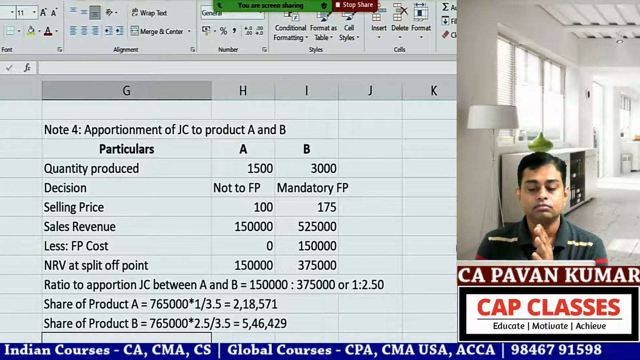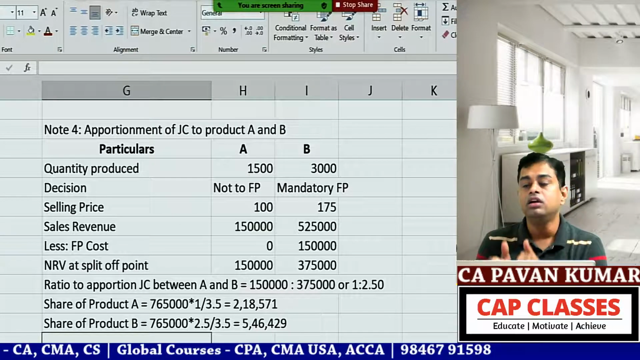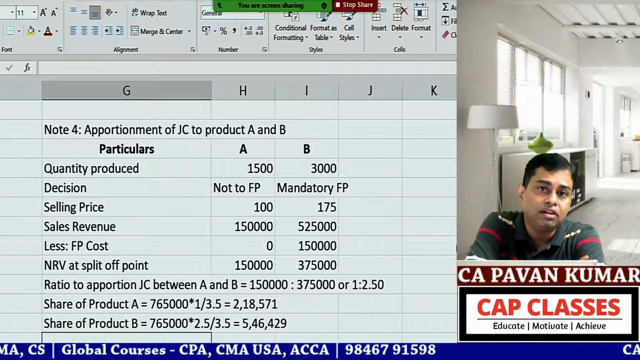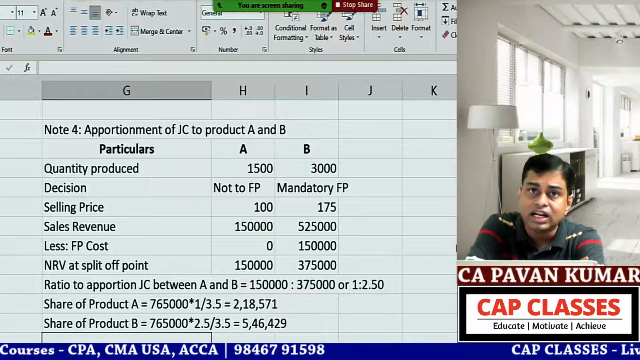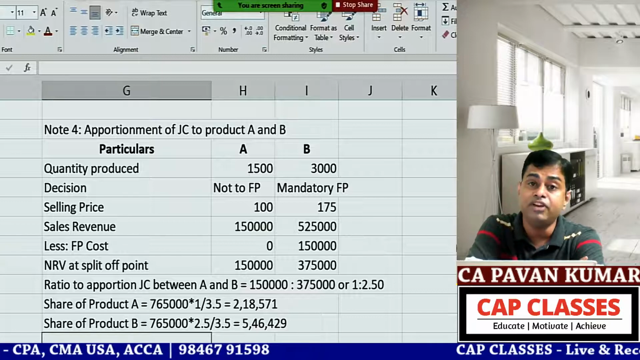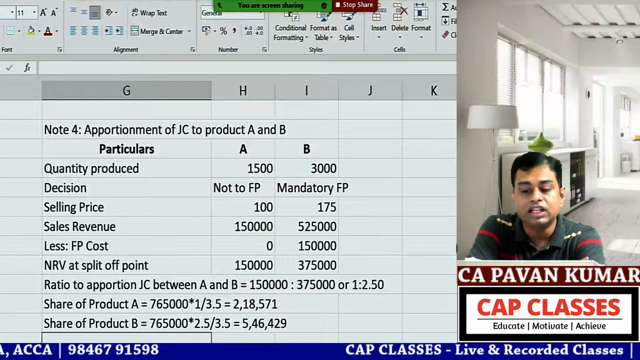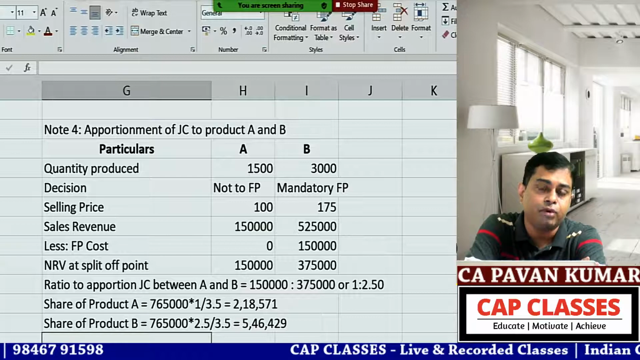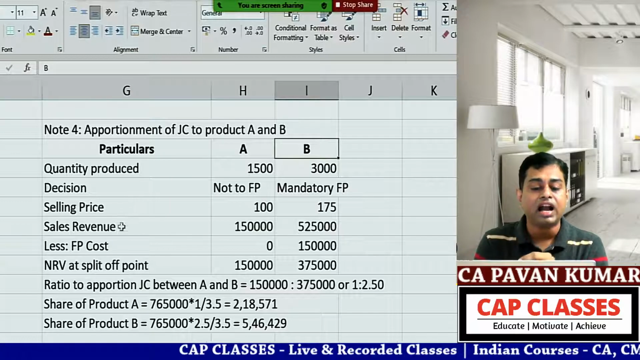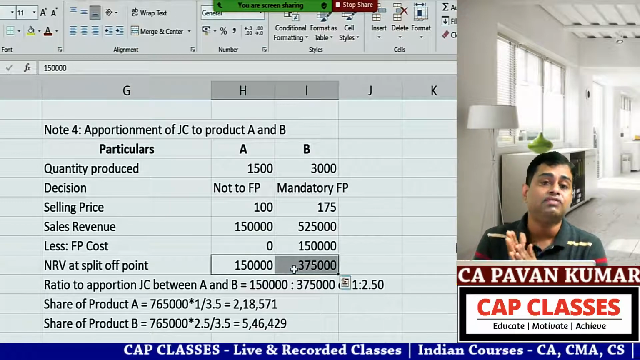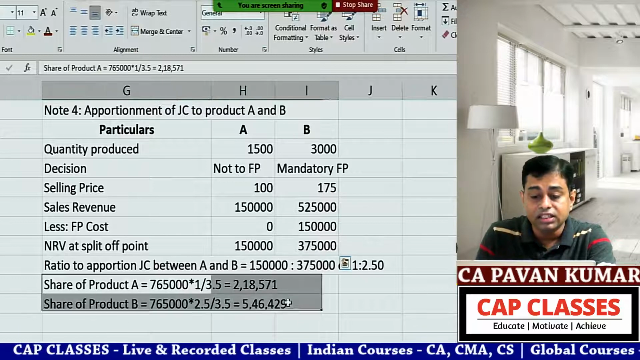You understand? So this problem comprises one byproduct and two main products. First we calculated the net realizable value of the byproduct, which we subtracted from the joint process cost, and then we calculated the net joint process cost to be apportioned between the main products. One main product we decided not to further process because it is not economical. For the second product, I mandatorily have to further process because the question does not give the sale price at split-off point. So having calculated the net realizable values, the ratio is 1,50,000 to 3,75,000. That is the ratio in which the joint cost of 7,65,000 is apportioned, and this is the final answer.